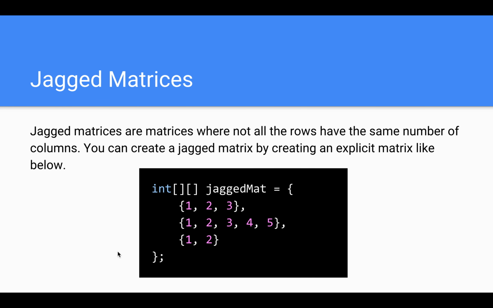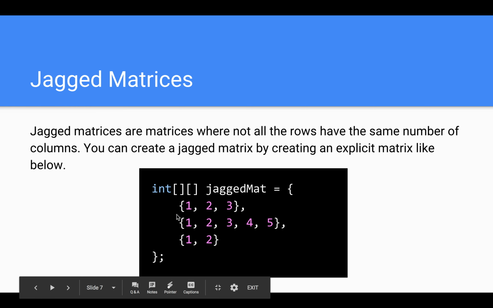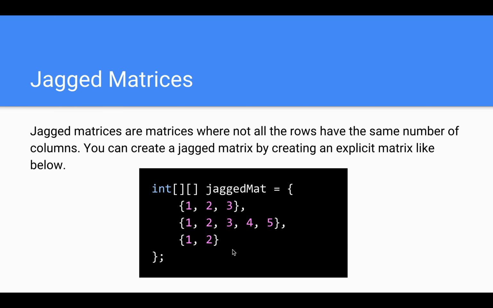Now normally, matrices would have the same number of columns in every row. But you can also have what's called a jagged matrix, which is a matrix where not all the rows have the same number of columns. You can create a jagged matrix by creating an explicit matrix like below. You can see here this first row has 3 elements, the second row has 5, and this third row only has 2. So that will give you a jagged matrix where every row has a different number of columns.